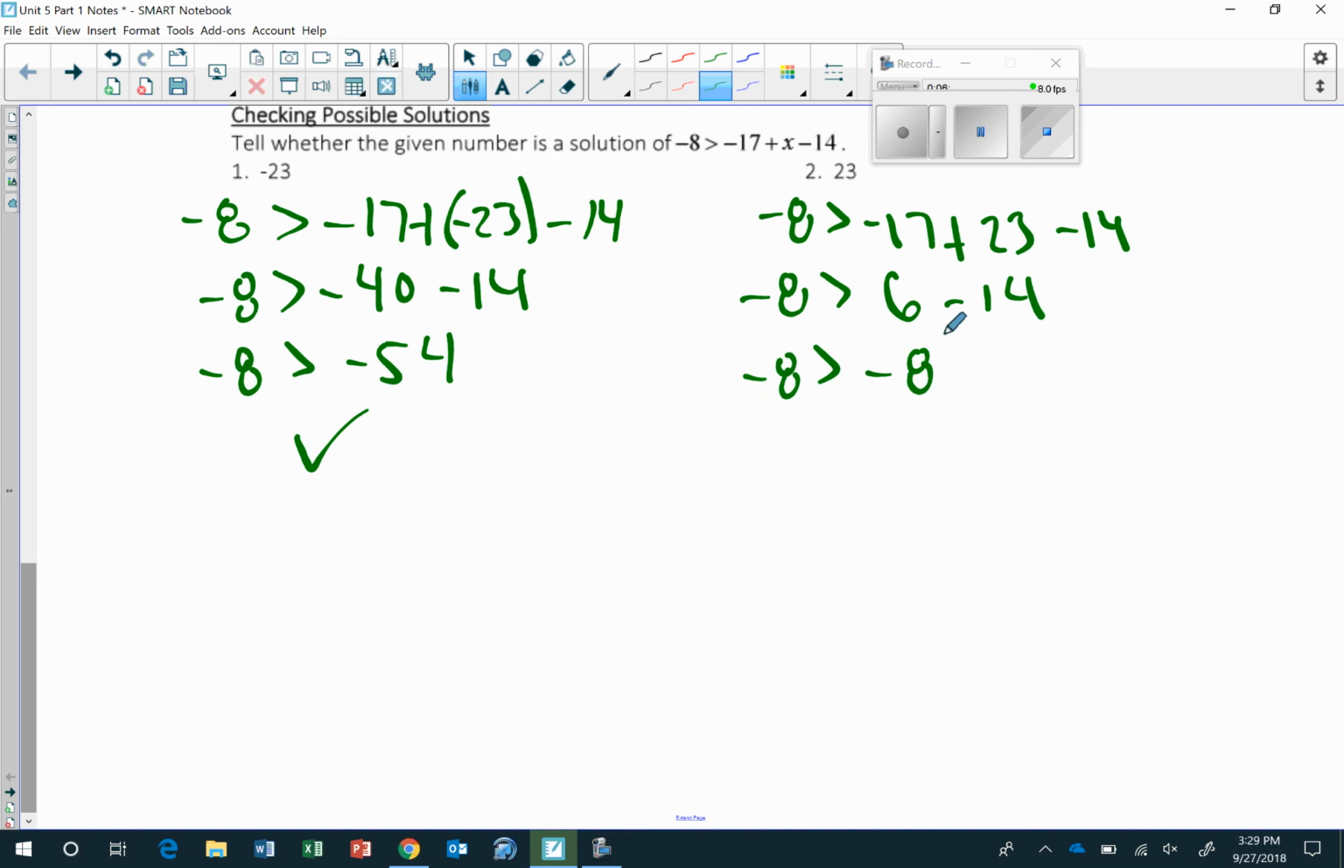Now I read from left to right. It says negative 8 is greater than negative 8. That is not a true statement. They're equal to each other. So this would not be a solution.